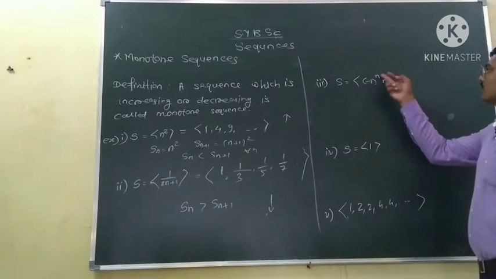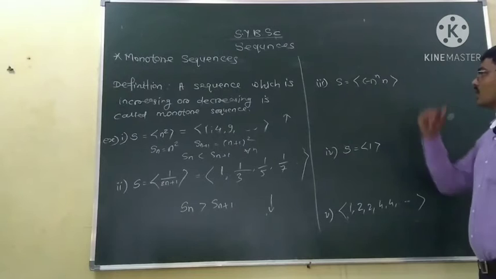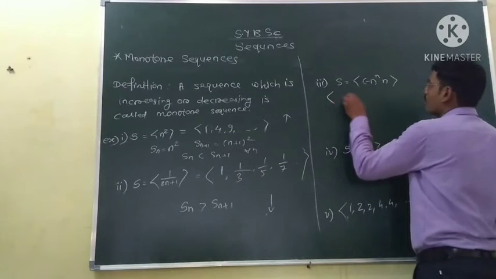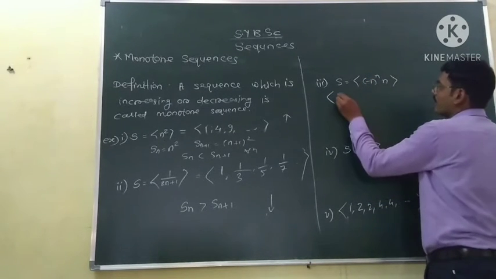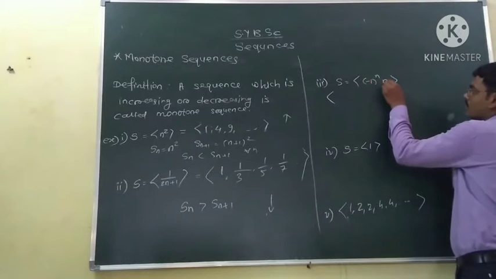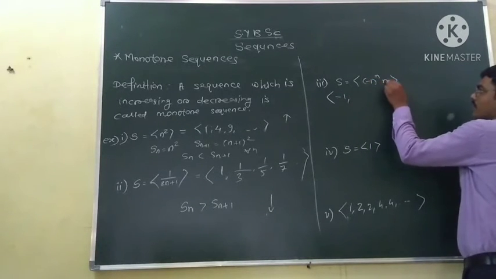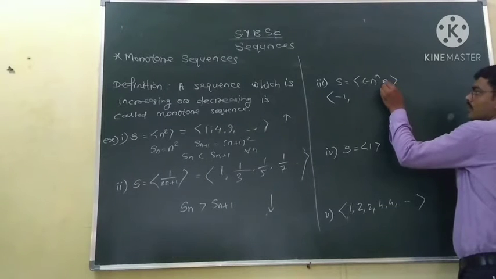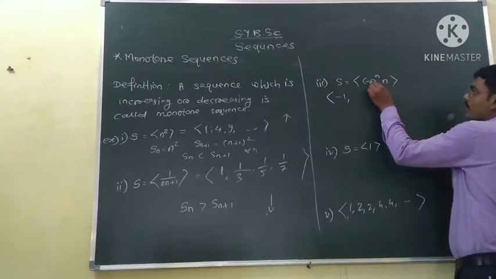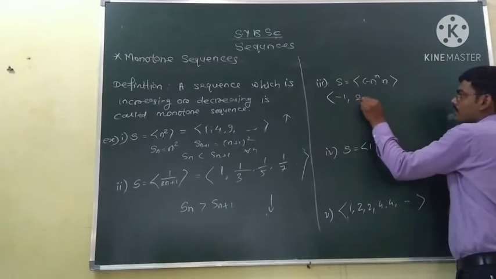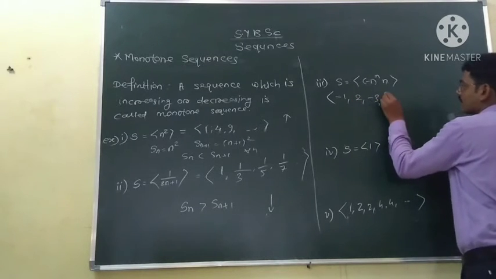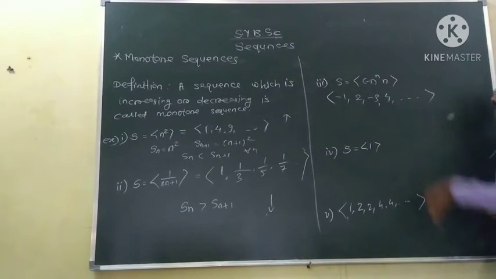Okay, now see this sequence: minus 1 to the power n into n. This is the nth term of this sequence. We find the elements of the sequence. Put n is equal to 1. So we will get minus 1 to the power 1 into 1, so minus 1. Then put n is equal to 2, so minus 1 squared into 2, so plus 2. Then minus 3. Then plus 4, up to so on.